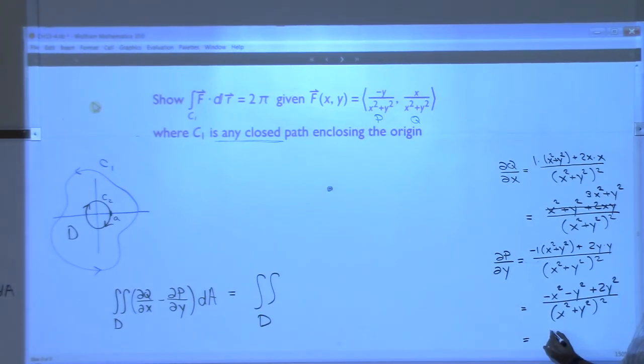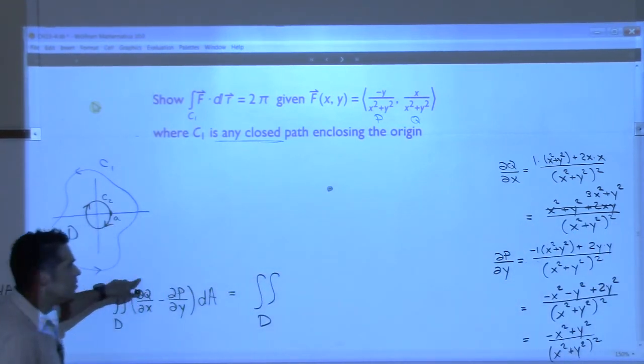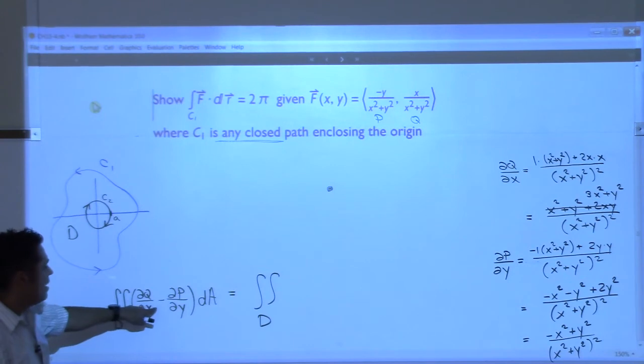I feel like we're messing something up. 2y squared, so this is negative x squared plus y squared over x squared plus y squared squared. Something is off. You could take the negative out of the front and end up canceling out, so that we have negative 1 over x squared plus y squared. What are we going to get when we put these together? When we do partial of q with respect to x minus partial of p with respect to y.